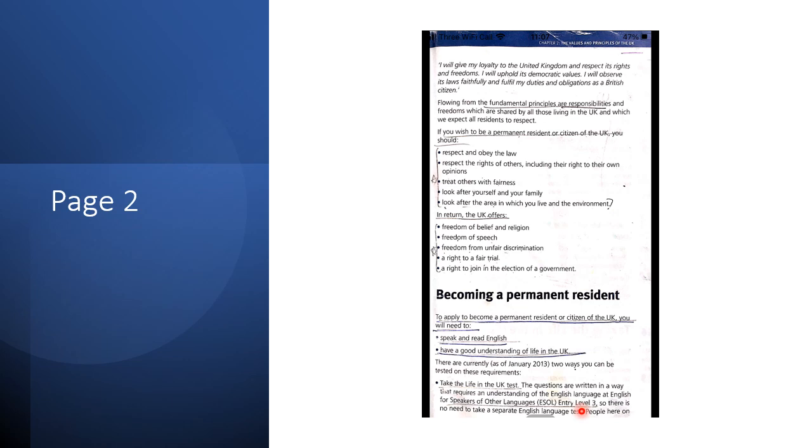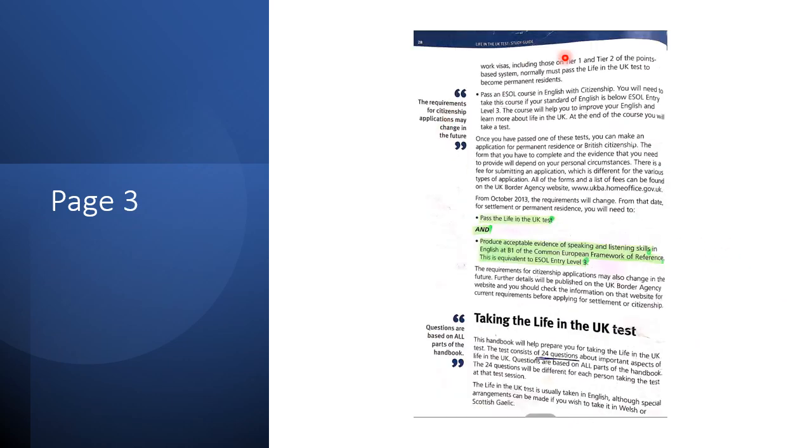Now that is the old level. That is the old qualification. If you move on to the next page, we don't want to read that. Okay, here we go. From October 2013, the requirements will change. I mean, they have changed obviously. From that date, for settlement and permanent residence, you will need to. Now, I just need to explain a couple of things here. In every book, even the recent books, the statements still run the same from October 2013.